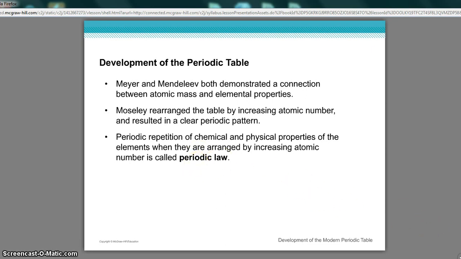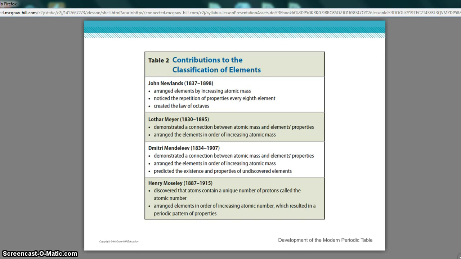Okay, so all of that is summarized. So you can see starting with John Newlands and then Meyer and Mendeleev, with Mendeleev predicting the existence and properties of undiscovered elements, and then ending with Moseley, and he's the one that really put together the periodic table that we see today with all of the elements that had been discovered at the time.